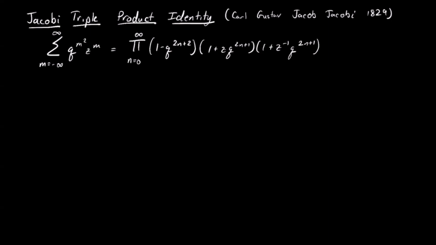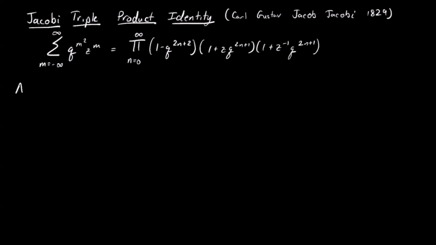This identity is rather fundamental. It's used quite a bit when doing number theory, especially in the study of q-series. So our goal is going to be to prove this, and we'll need this to rewrite our Rogers-Ramanujan identities later on. Okay, so let's begin.